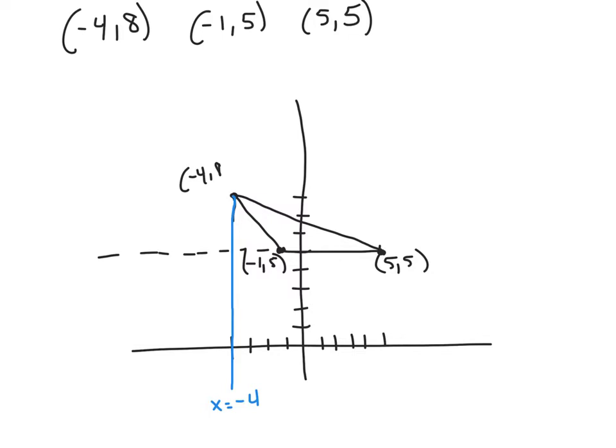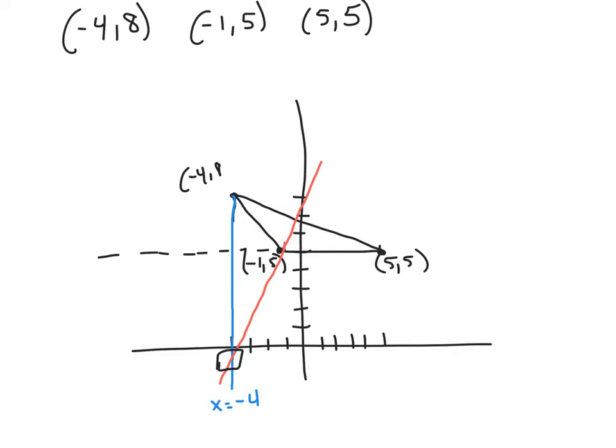Now, the orthocenter is where all of the altitudes meet. So if I draw an altitude from this line down, this point right here is going to be the orthocenter. And what I need to do is figure out what that point is.